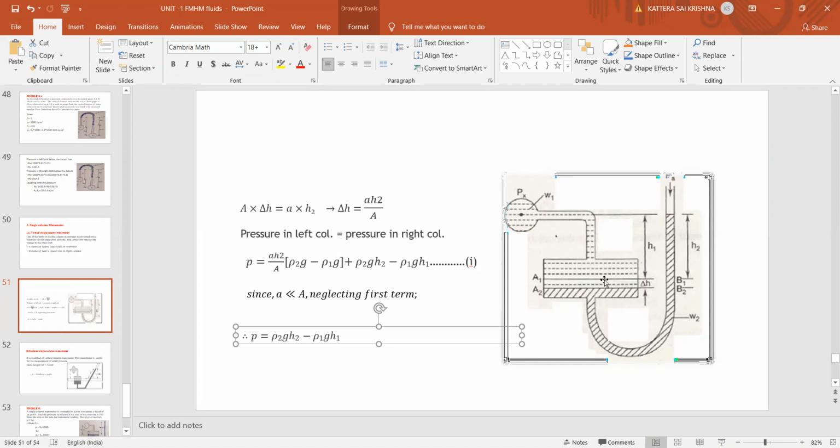If you go to the pressure in the left limb, above the datum line, A2 and B2 are in a line. That is your datum line. So rho 1 G H1 plus delta H will be the left limb pressure plus PA, because two pressures will be there. PA plus rho 1 G (H1 plus delta H) is the height of the fluid up to the datum line. So if you equate those two, finally you will get this equation.